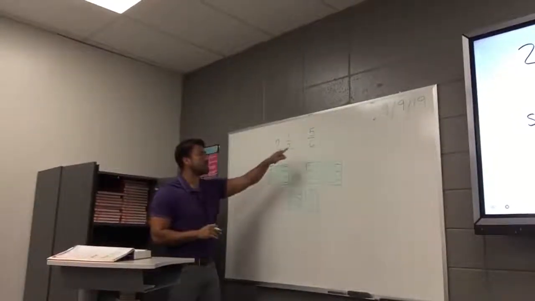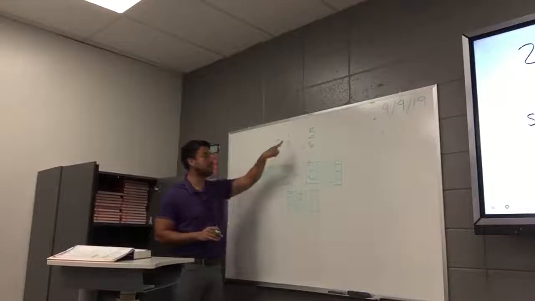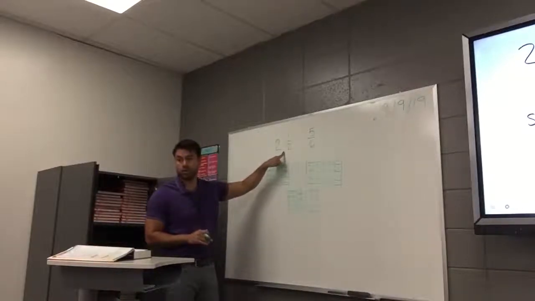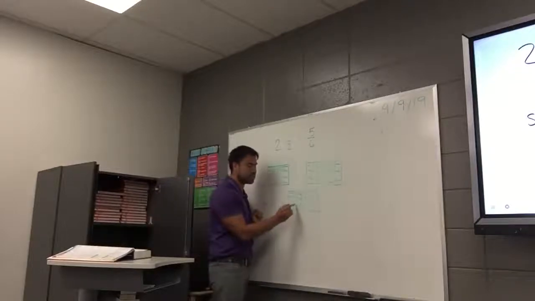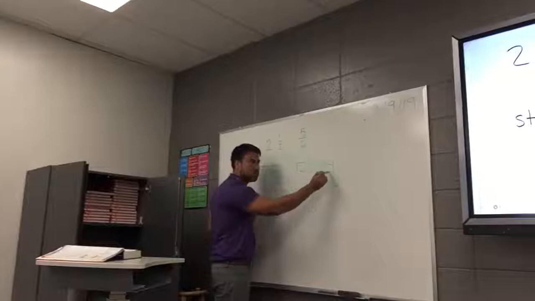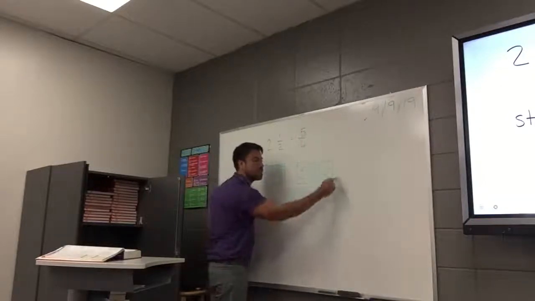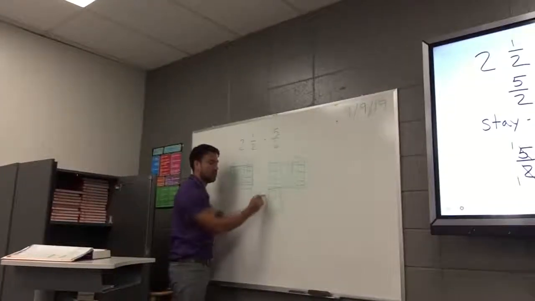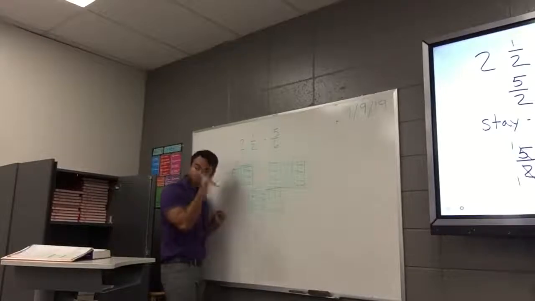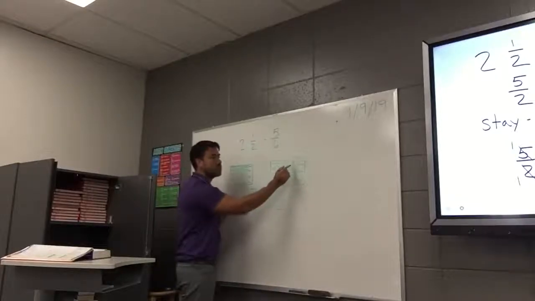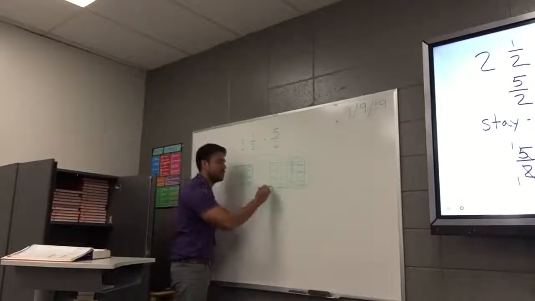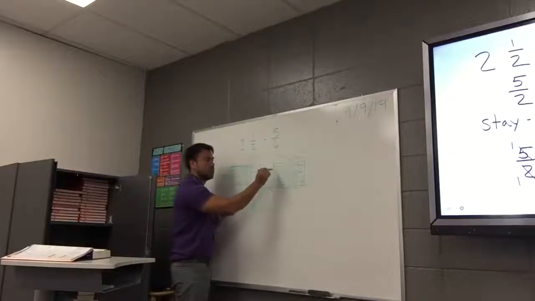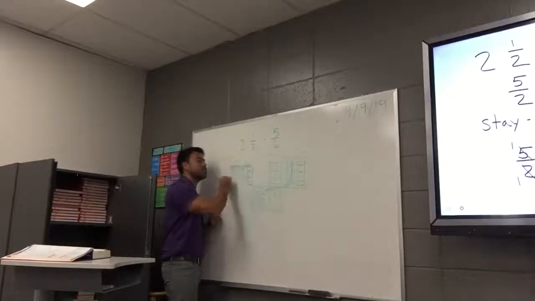I want to see how many groups of 5/6 can fit into 2.5. This is where you need to pay attention. Would you agree that this is 3/6? And this is 2/6? If I took them all together, I would have 5/6, a group of 5/6. Here's another group of 5/6 right here: 1, 2, 3, 4, 5. And here's a third group of 5/6.